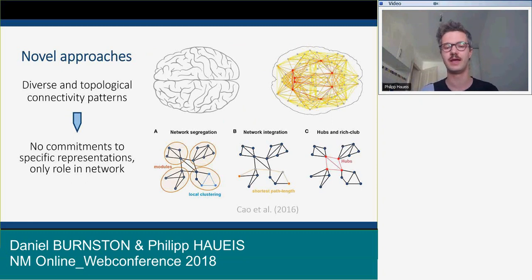So a node in the network could be part of a module, or it could serve integration functions by being part of a short path throughout the network, or it could form a region of hubs that are themselves interconnected, such as in this example above. And there's no claim about the representational function involved in these topological descriptions.